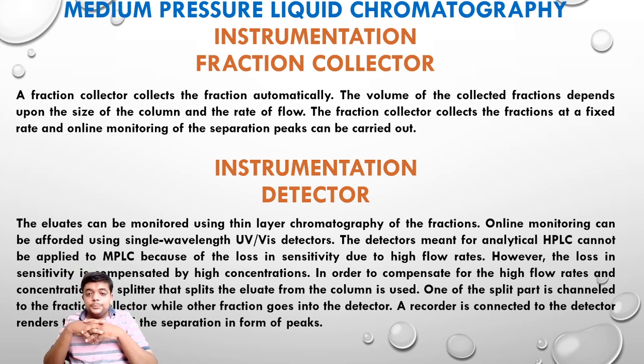In order to compensate for the high flow rates and concentration, a splitter that splits the eluate from the column is used. It means the total quantity of sample coming out of the column does not go into the detector. Very little quantity goes into the detector for detection and the rest remains out. So this is called a splitter. One of the split parts is channeled to the fraction collector while the other fraction goes into the detector.